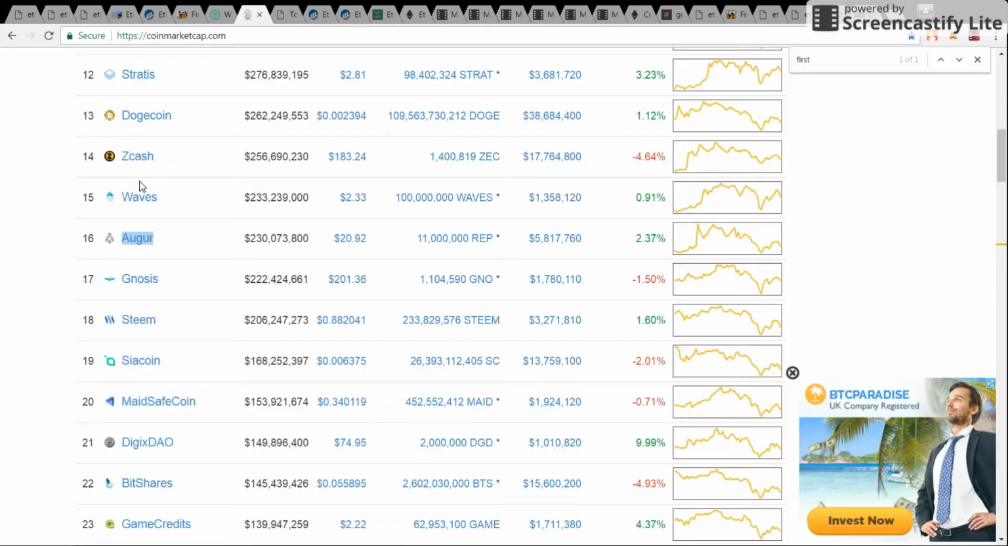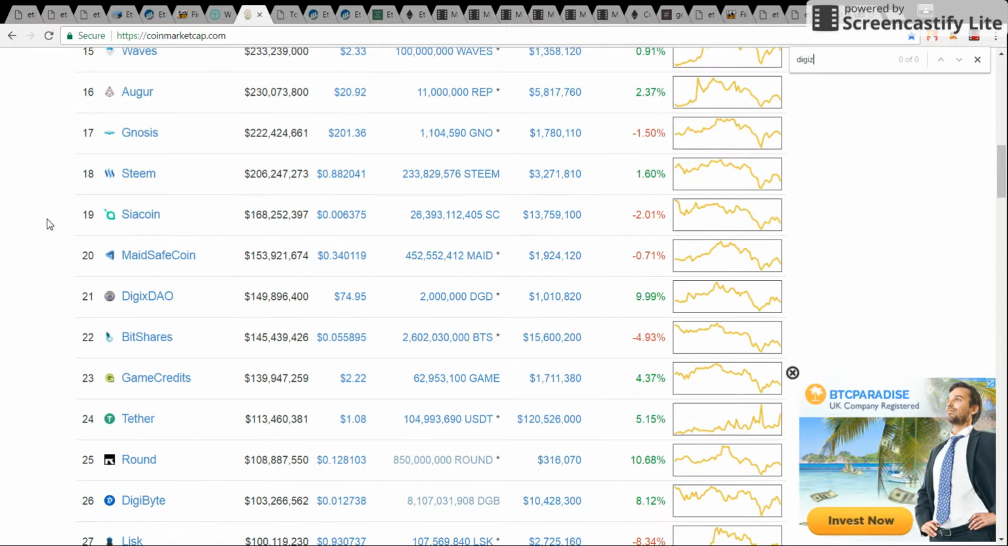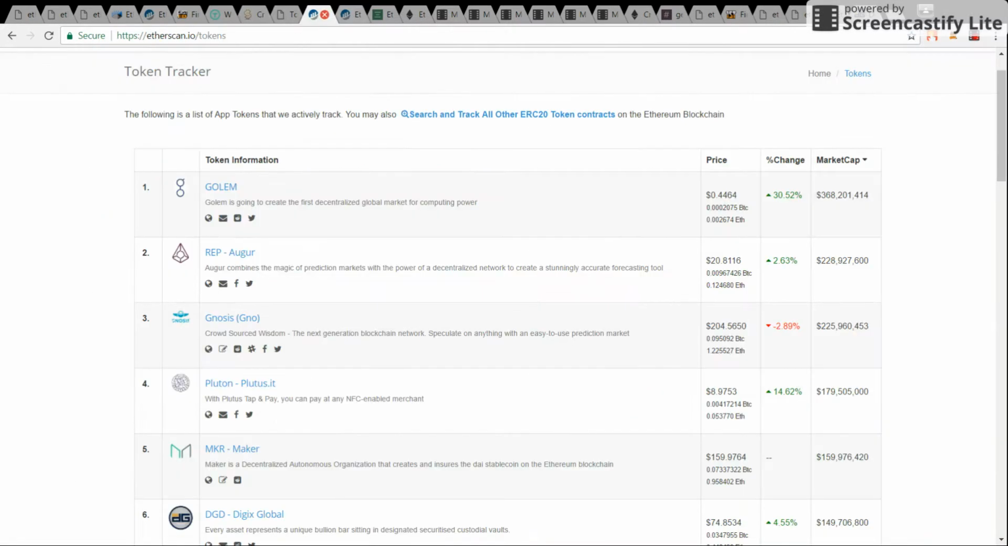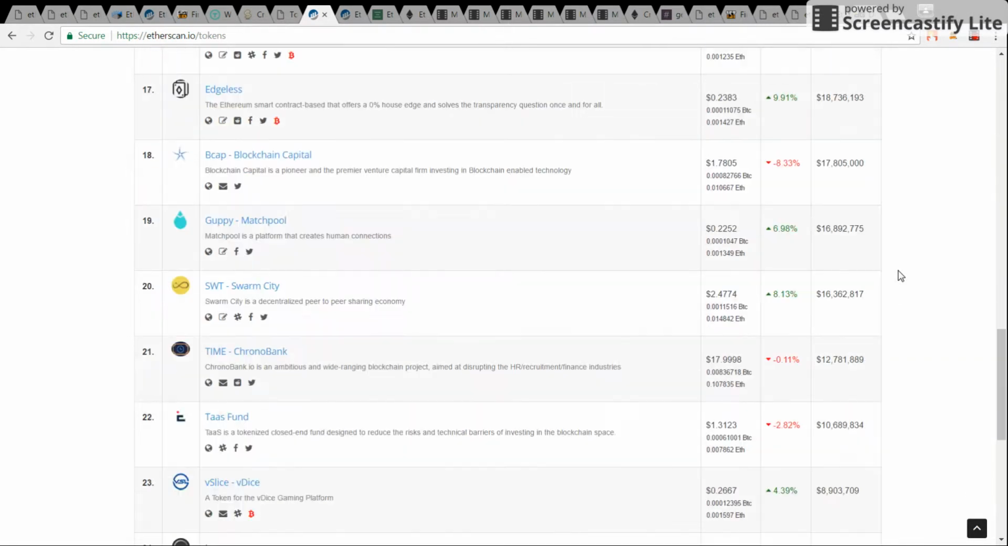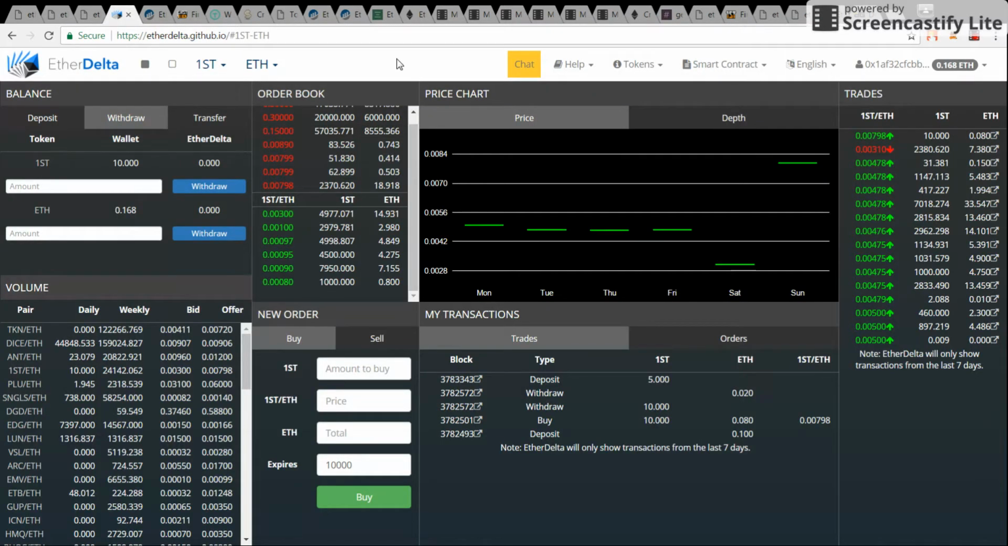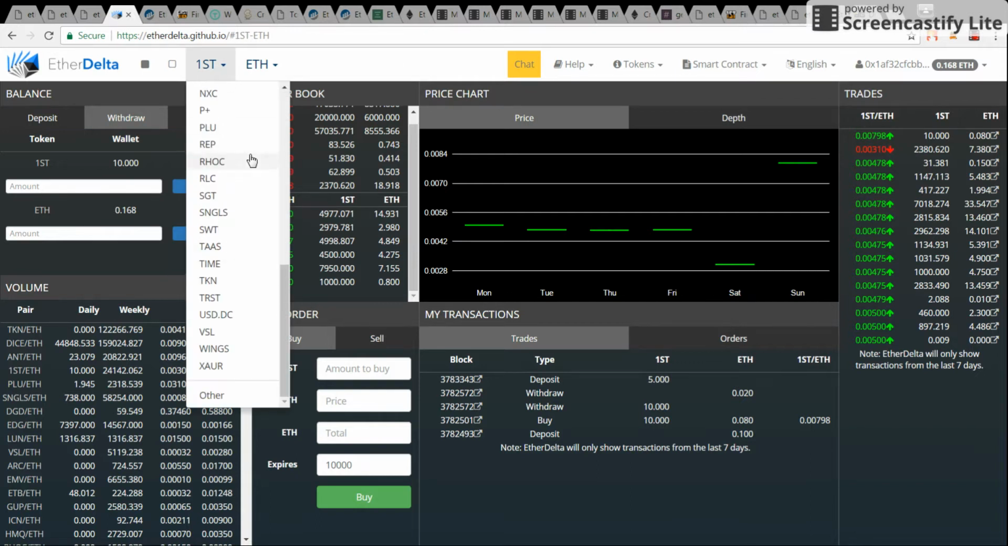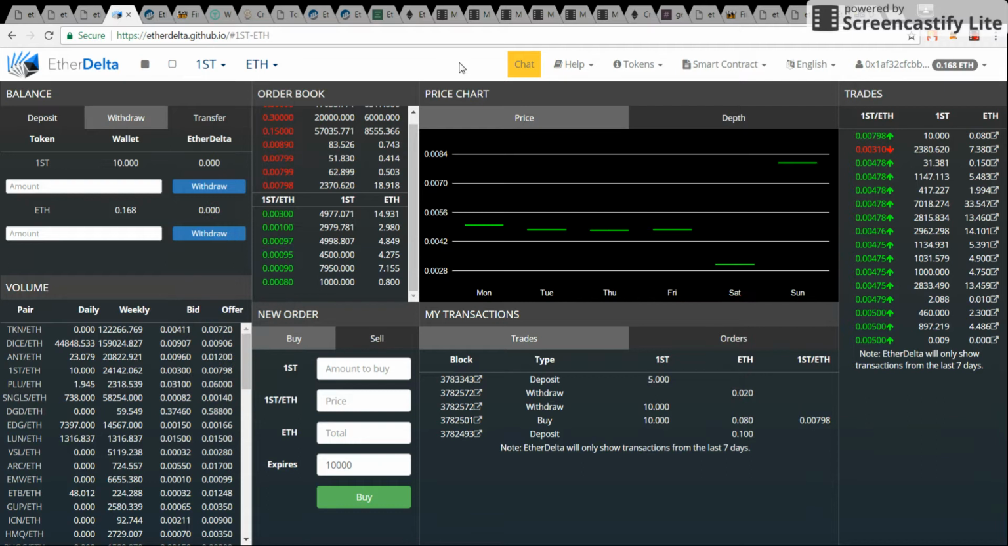For example, if we go to CoinMarketCap, we will find Digix. We can find that their price per token is backed by 1 gram of gold for each token. So the tokens do have value, and if you look at the market cap, for example, we have Golem token, which has over 350 million market cap, and then we have, for example, Augur, which has over 200 million market cap. So there are plenty of tokens that have value, and these tokens can be used as collateral. These tokens are tradable, for example, on EtherDelta, which is a token exchange. You can trade almost any popular token on the platform.